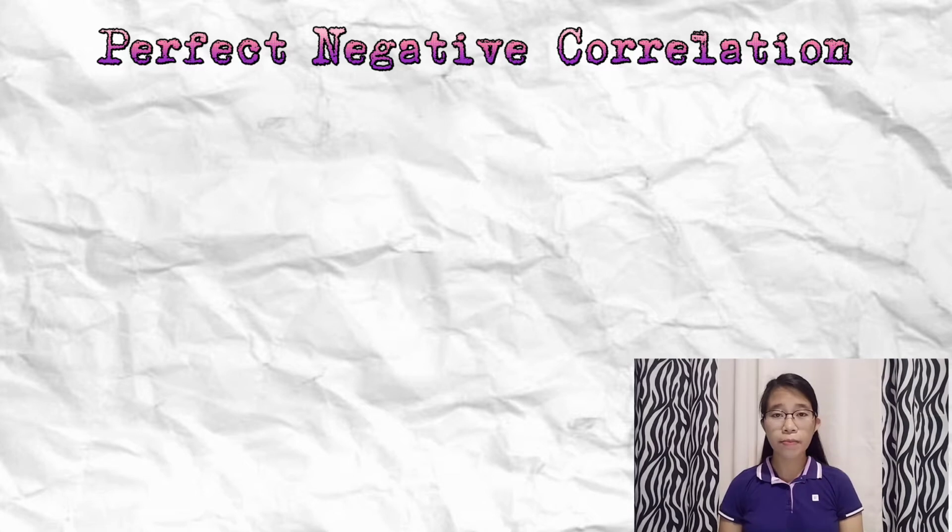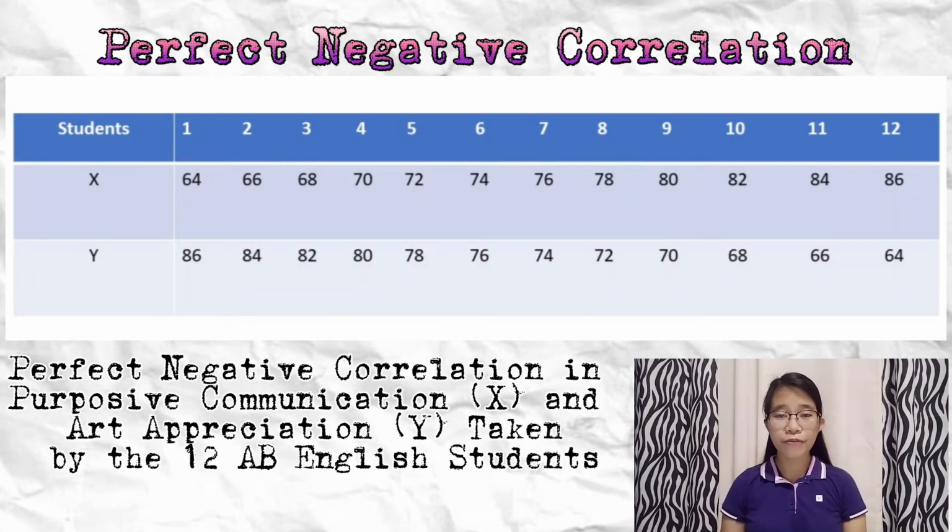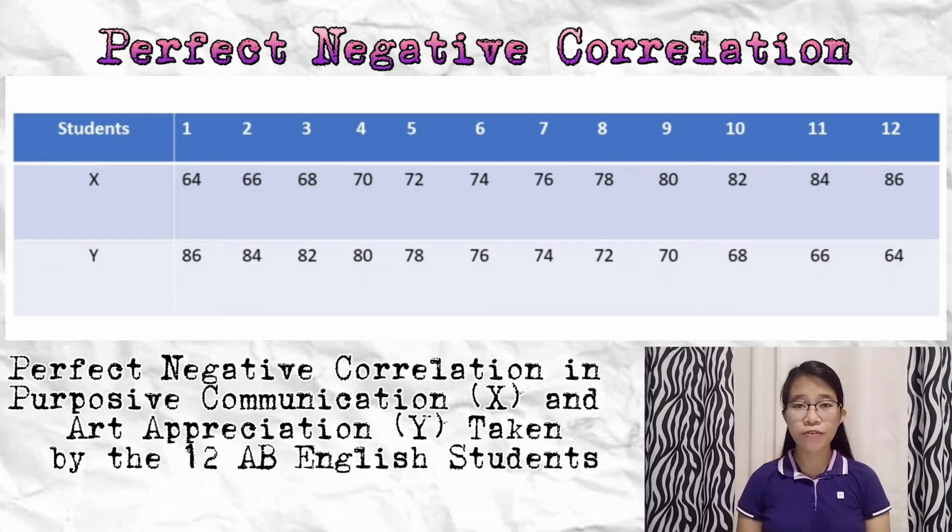To understand more about perfect negative correlation, take a look at this example. The table shows the perfect negative correlation in purposive communication, which is the test X, and art appreciation, which is the test Y, taken by 12 AB English students. For test X, student 1 got the score of 64. And for test Y, student 1 got the score of 86.